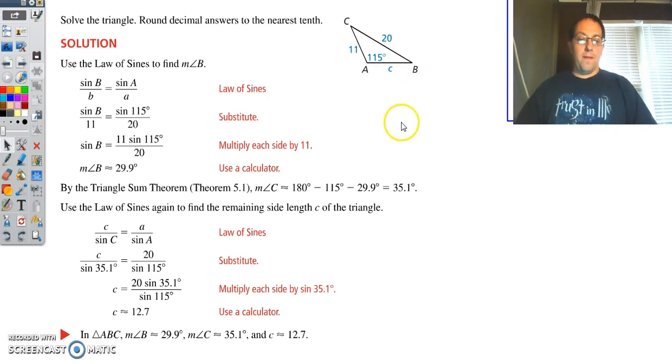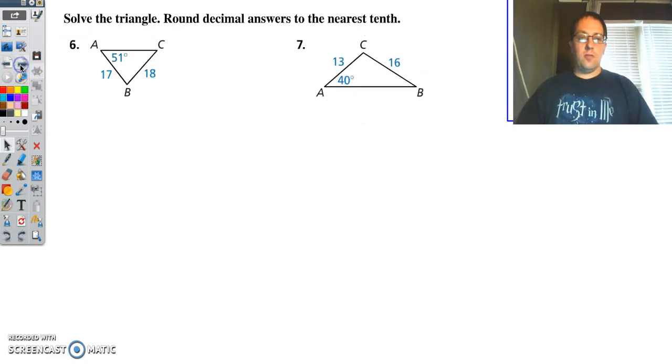All right? So let's do this. I want you to solve these two triangles. Pause the video, work it out, then come back and see how you did.